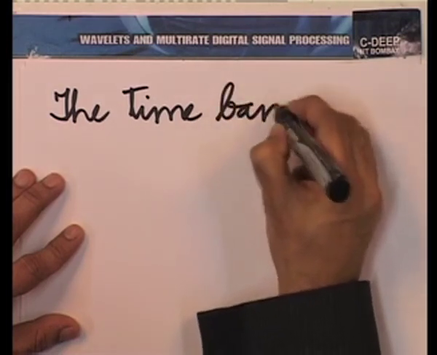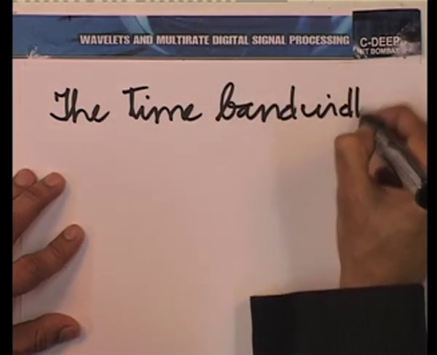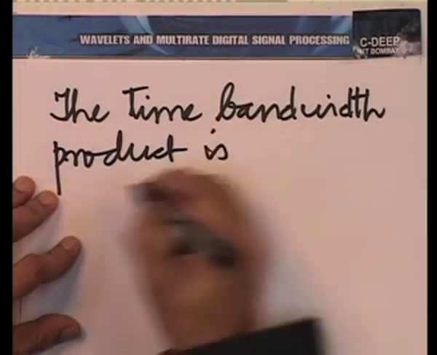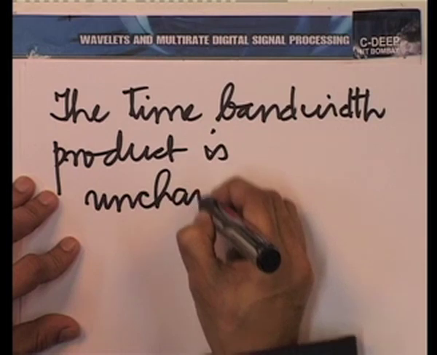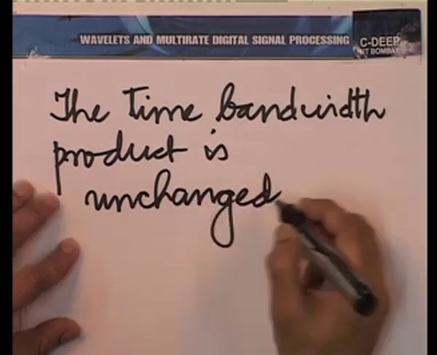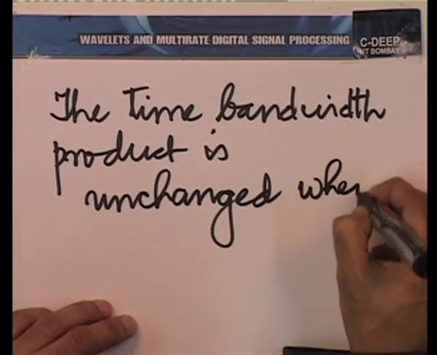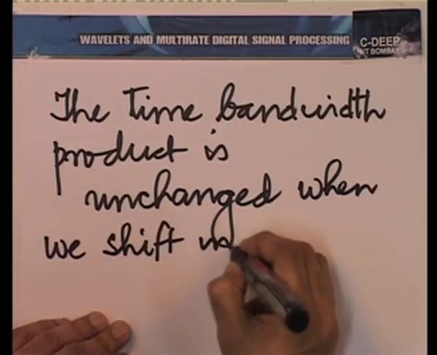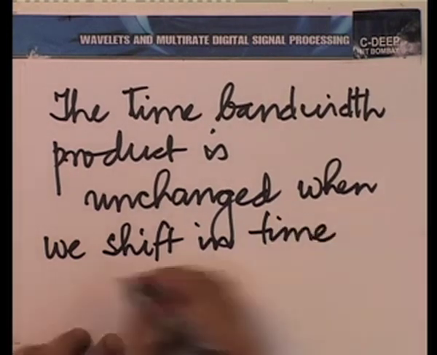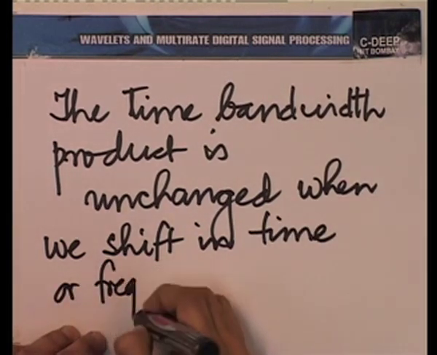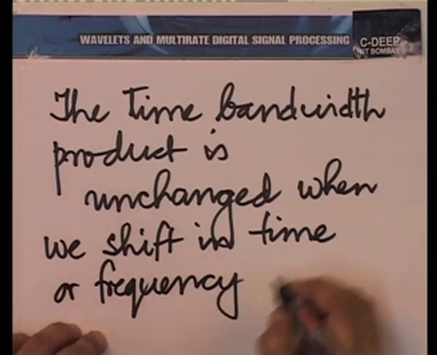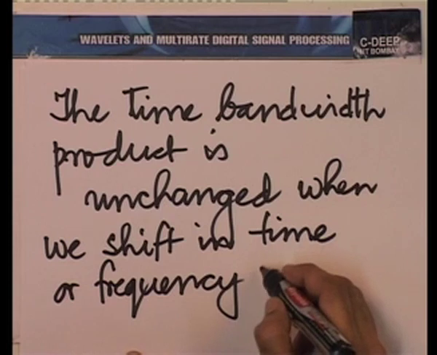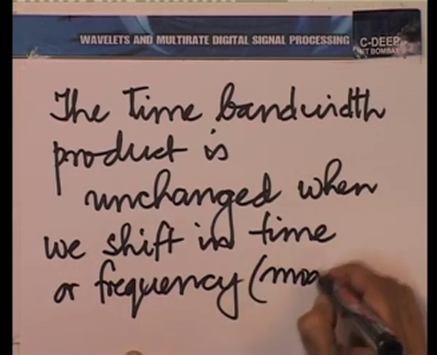The time bandwidth product is unchanged when we shift in time or frequency. And remember, shifting in frequency is modulation in time.